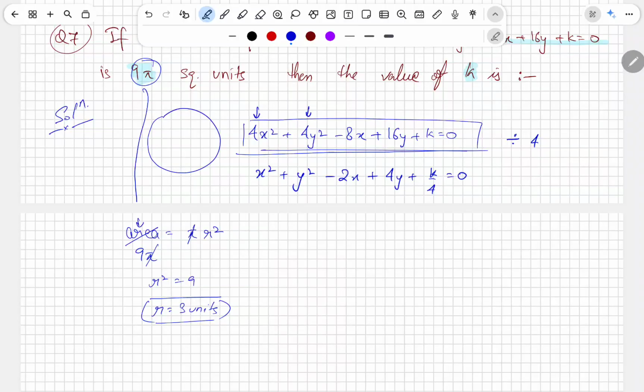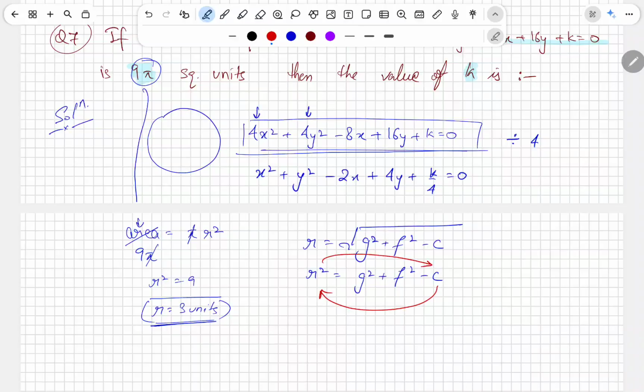Now the question is saying radius is given as 3 units. We have discussed the radius formula is root of g square plus f square minus c. Squaring both sides, r square is equal to g square plus f square minus c. Now bring c on LHS, take r square on RHS. What will I get? I will get c is equal to g square plus f square minus r square.